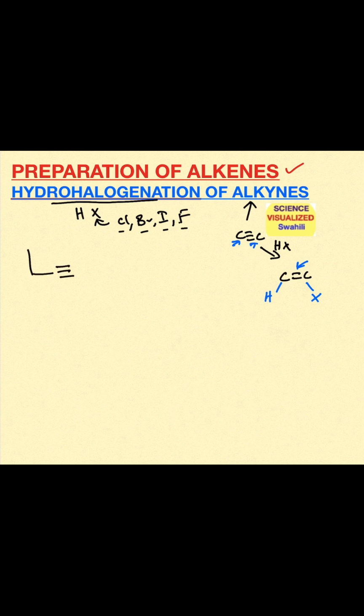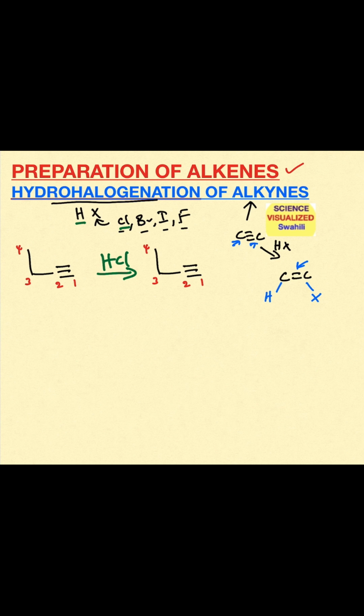Let's count the number of carbons. We have 1, 2, 3, and 4 carbons. Remember, in skeletal structure, each corner is a carbon. And now we are focused on the alkyne carbons. So that and that, those are the two alkyne carbons, where this carbon-carbon triple bond is the alkyne functional group. And then you react that with, say, for example, hydrogen chloride. So HCl, you end up adding H and Cl across the triple bond.